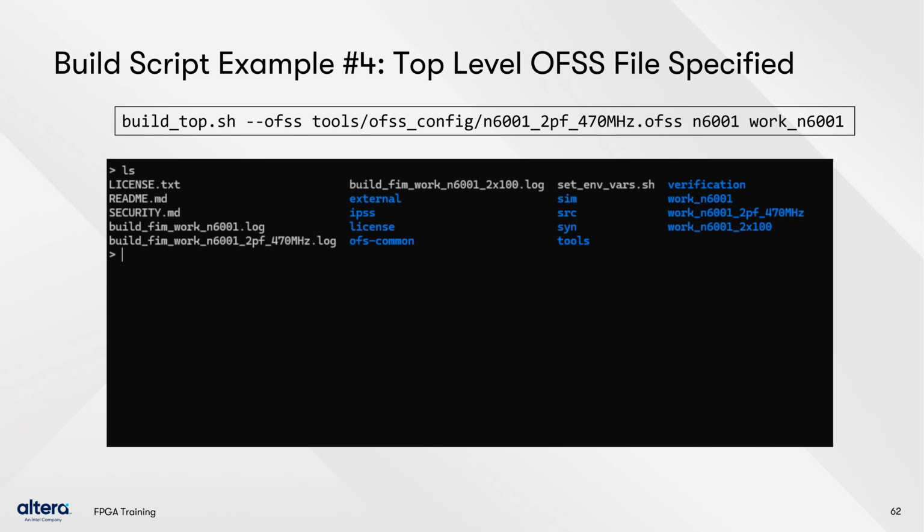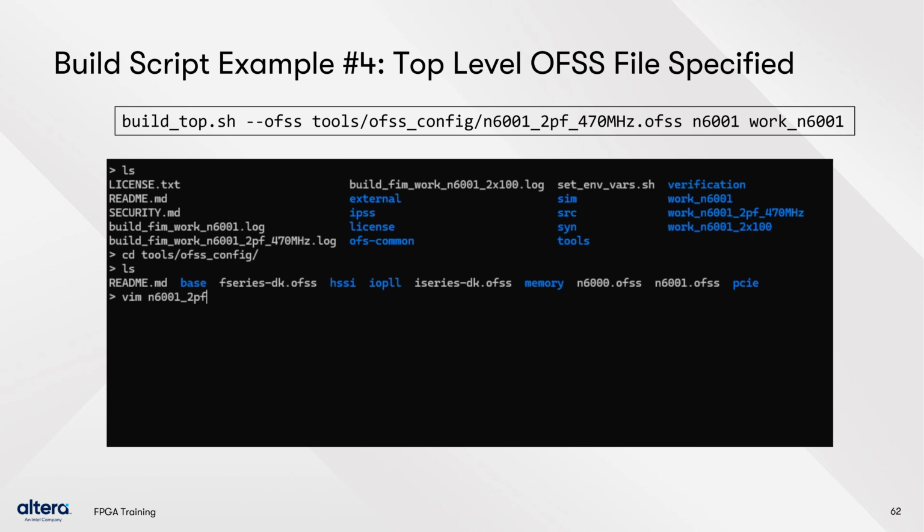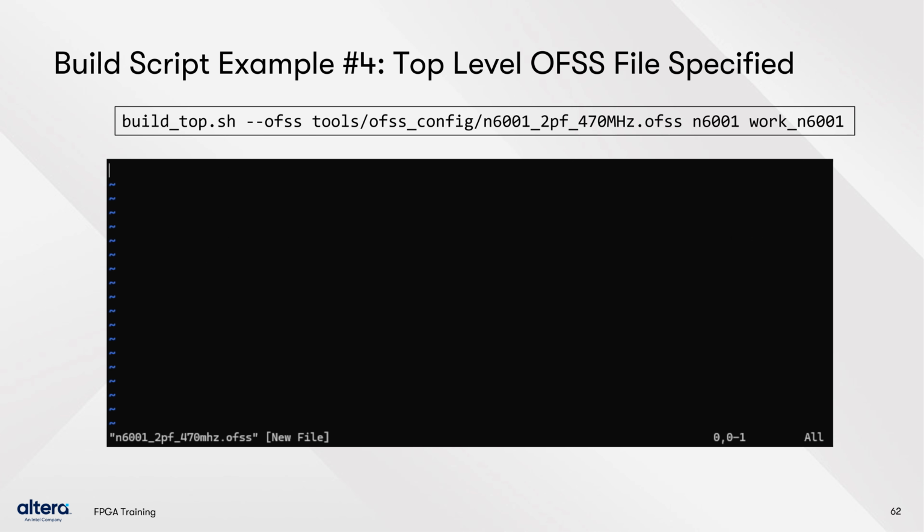Starting from the OFS root directory, I first navigate to the tools/OFSS config directory where I create a new combined settings file named n6001-2pf470MHz.ofss. In this file, I start with the default header followed by each settings file I want to include. In this case, the PCIe host 2pf OFSS file and the IOPLL 470MHz.ofss file.